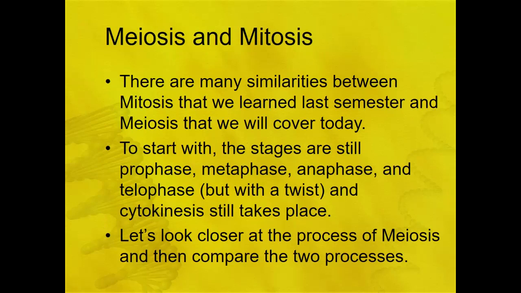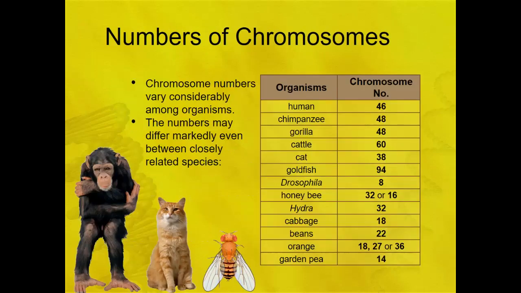Now, when we finished going over mitosis, we gave you some chromosome numbers to look at. Chromosome numbers vary considerably among organisms. These numbers may differ a lot even between closely related species.